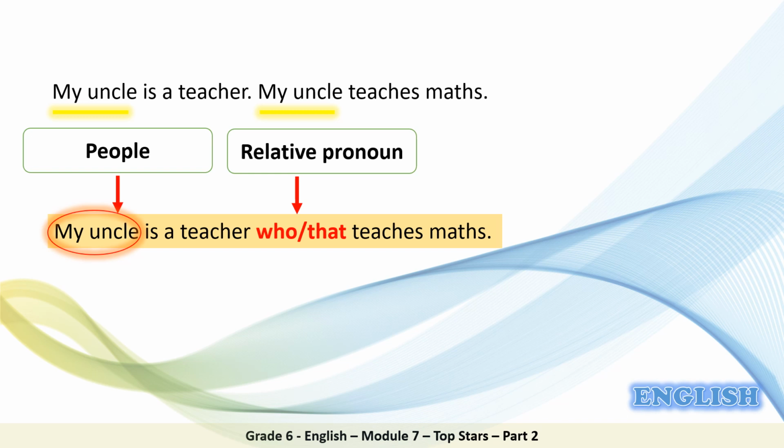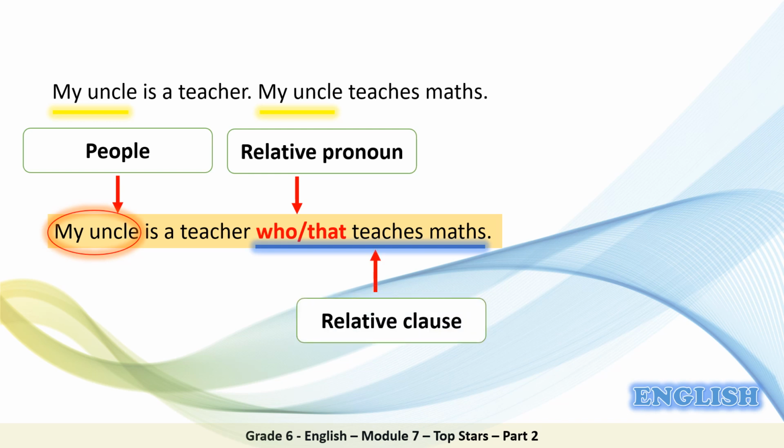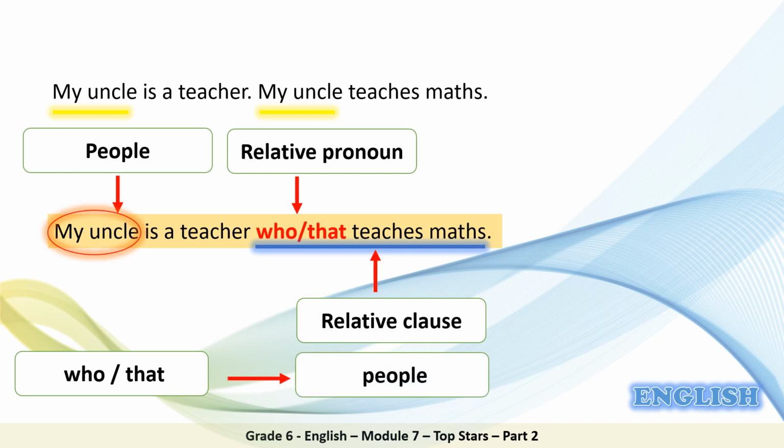It refers to people. It tells me information about the subject, the person at the beginning of the sentence. What about this part? Who teaches math? This part of the sentence that starts with the relative pronoun who or that, we call it relative clause. The relative clause describes my uncle. It gives me more information about my uncle, the subject of the sentence. So we use who or that to refer to people.